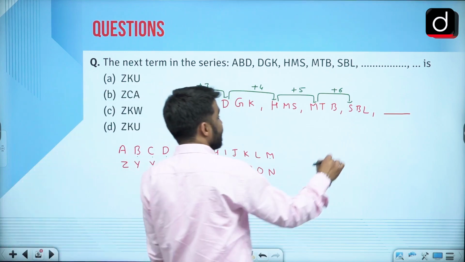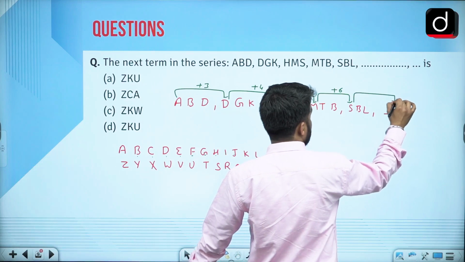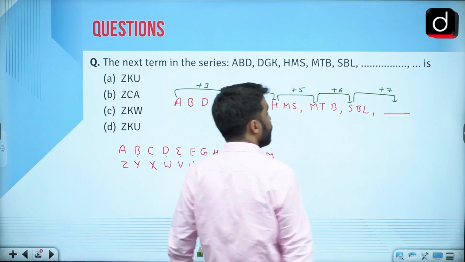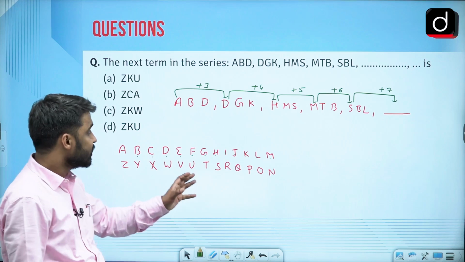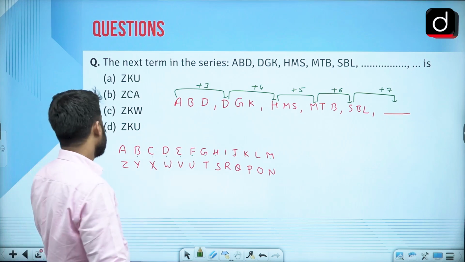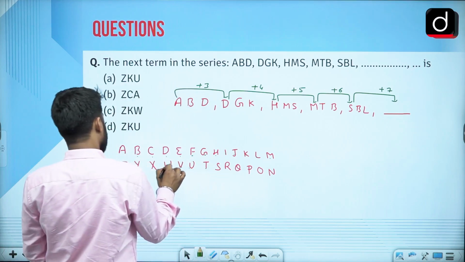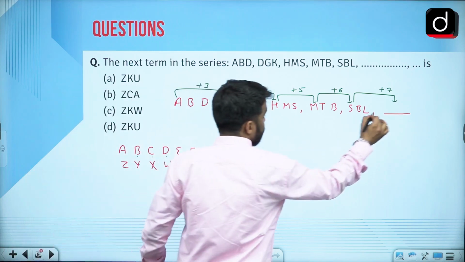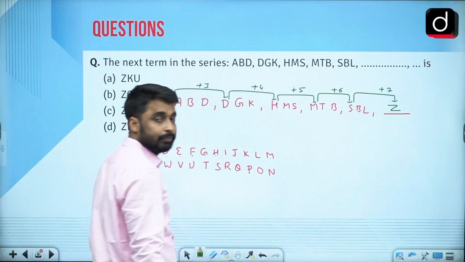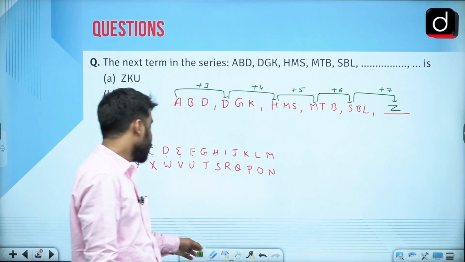So from S, at plus 7 gap, because every time the gap is increasing. So plus 3, plus 4, plus 5, plus 6, plus 7. See, 1, 2, 3, 4, 5, 6, 7. It would be Z. And you can see all the options were starting with Z.